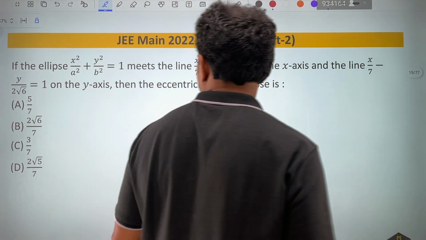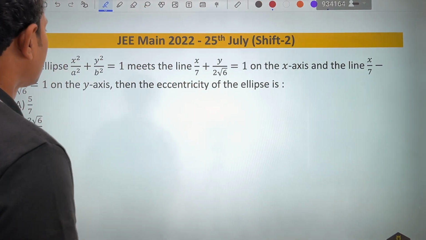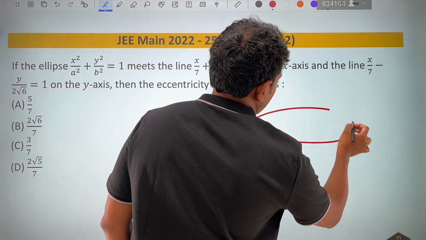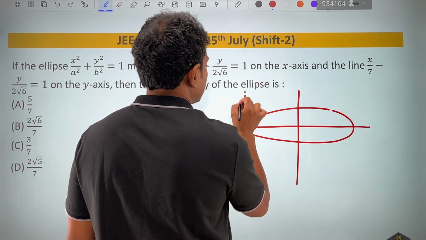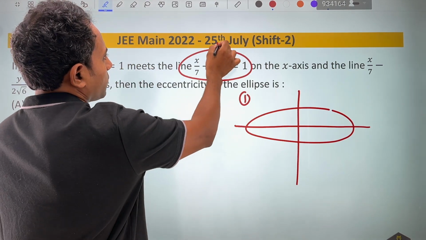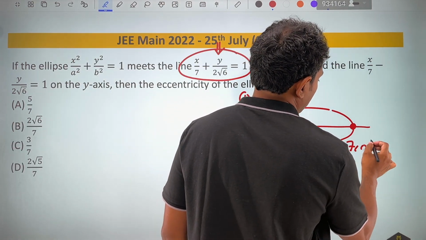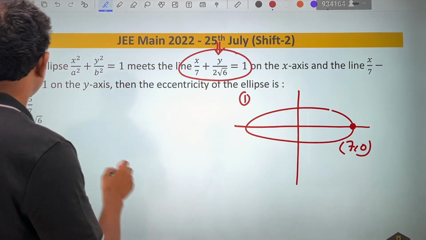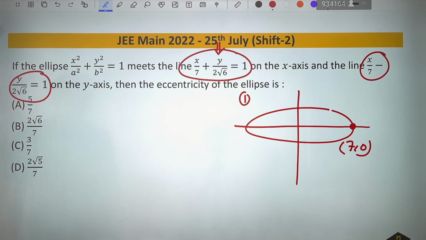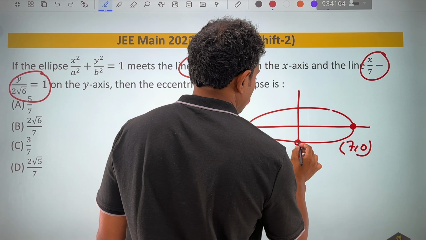The 2022 question says that this curve meets the line on the x-axis and this line on the y-axis, and asks for the eccentricity of the ellipse. So let us draw the diagram. The idea is very simple. They are meeting this line on the x-axis. So if this is on the x-axis, if I put y equal to 0, I will get the x-coordinate. So what they are saying is this is the point on the curve, that is 7, 0. And the y-axis point I need to get from the other part. So there is this line, x by 7 minus, but if I put here x equal to 0, I will get my y-coordinate. So this will become nothing but minus 2 by root 6.